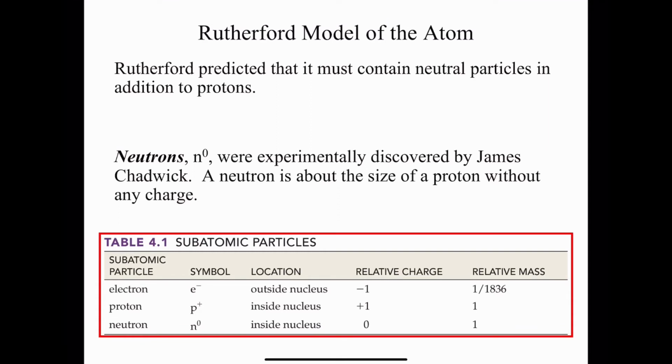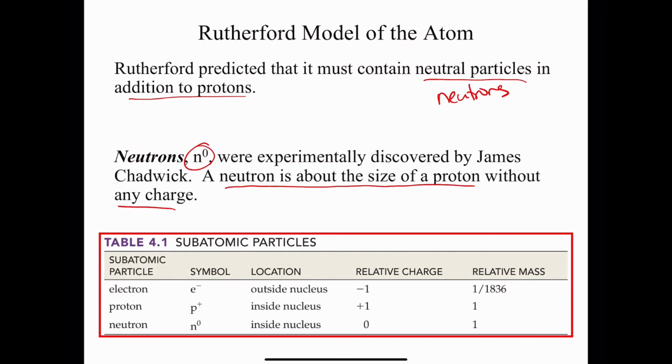So Rutherford predicted that it must contain neutral particles in addition to protons. These neutral particles, we're going to call neutrons, and this is how we write the notation for that. But the neutron, what you need to know, is that it's about the same size as a proton, but it has no charge. And then these neutrons with the protons are in the middle of the atom.